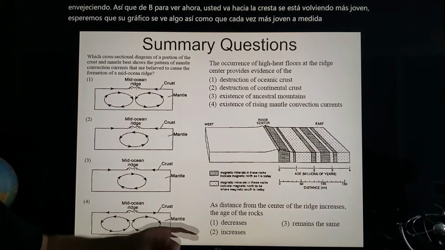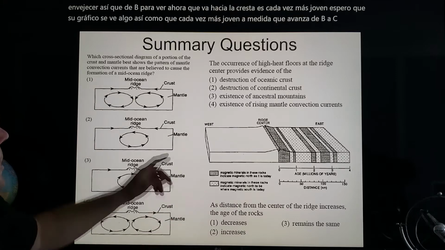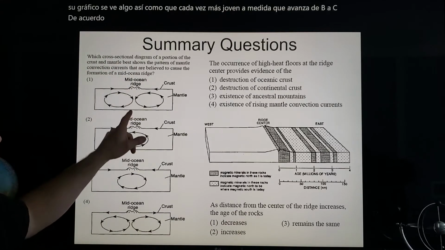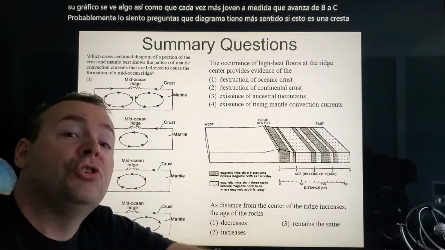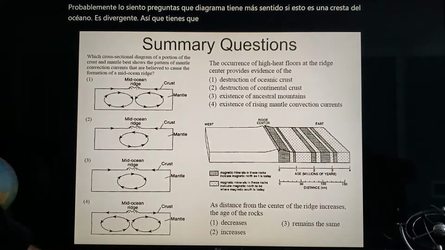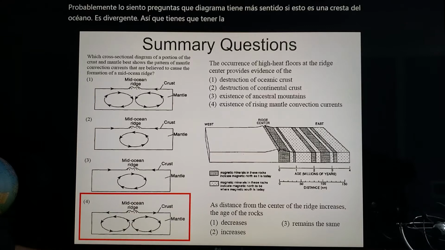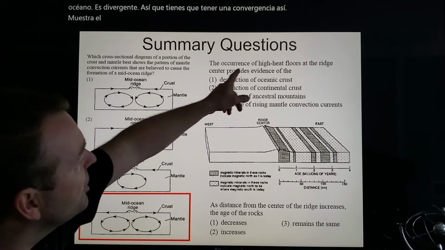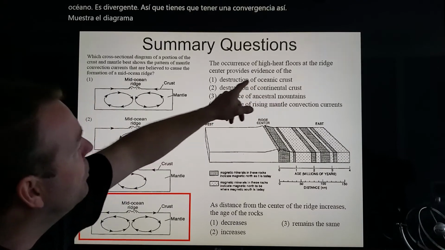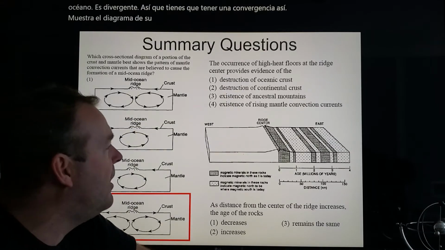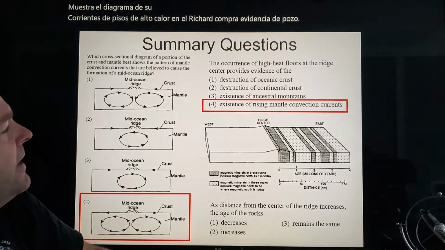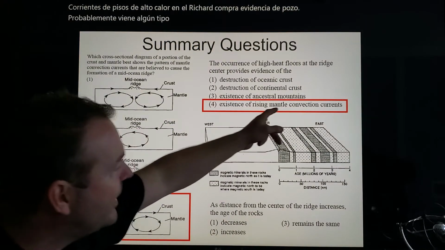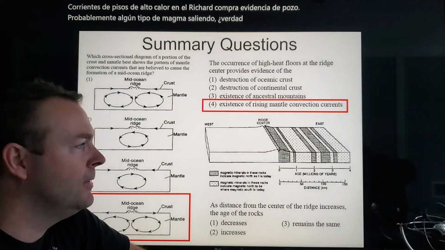Okay? A couple of summary questions. Which diagram makes the most sense? If this is an ocean ridge, it's diverging, so you got to have convergence looking like this. Hopefully you chose diagram 4 there. The occurrence of high heat floors at the ridge center provides evidence of, well, if it's high heat, there's probably some kind of magma coming out there, right? The convection of magma in the mantle.